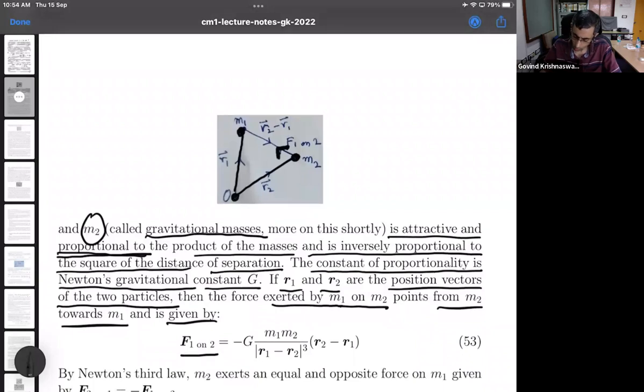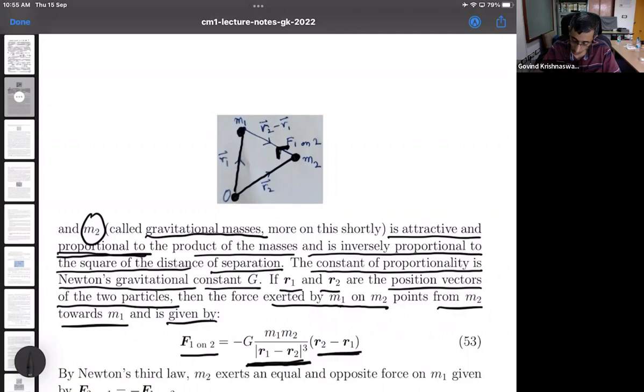F1 on 2 is of course proportional to G, M1, M2, the product of the gravitational masses, divided by the square of the distance. Okay, I've written it as a cube of the distance of separation and then put in the numerator a vector. So that vector has to tell us the direction. So I've made it R2 minus R1 over here. So R2 minus R1, which way does that point?